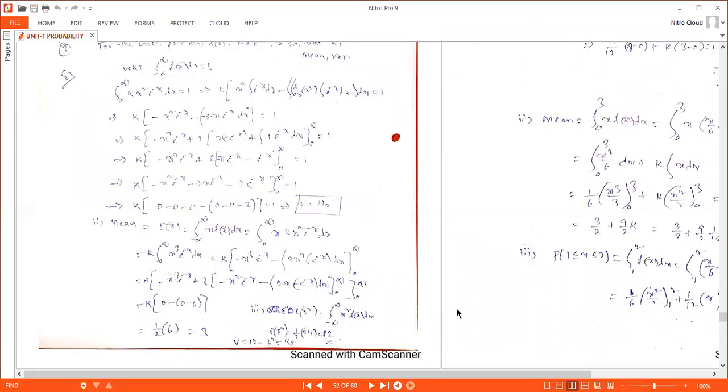Now variance of x equal to expectation of x square minus expectation of x whole square. So 12 minus 3 square. That is 12 minus 9, which is 3.